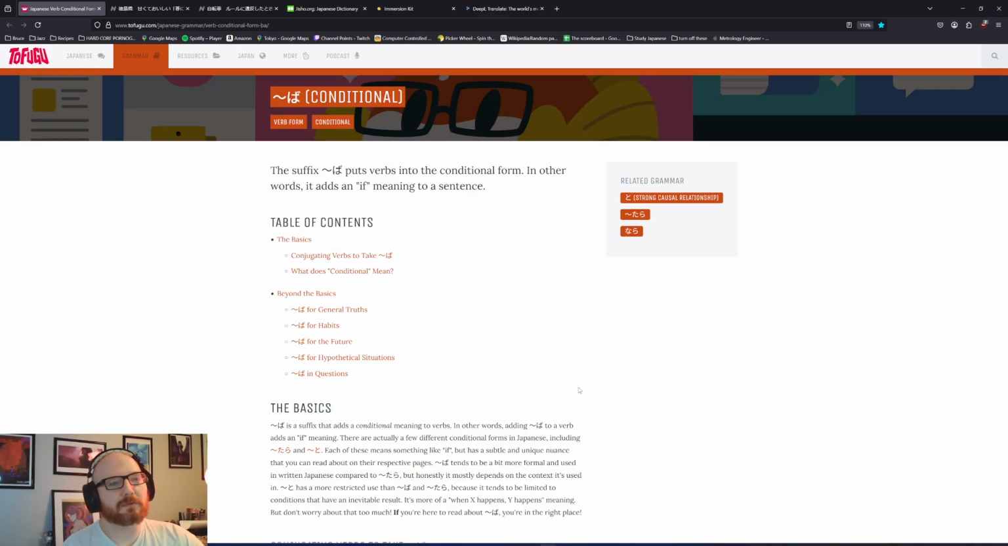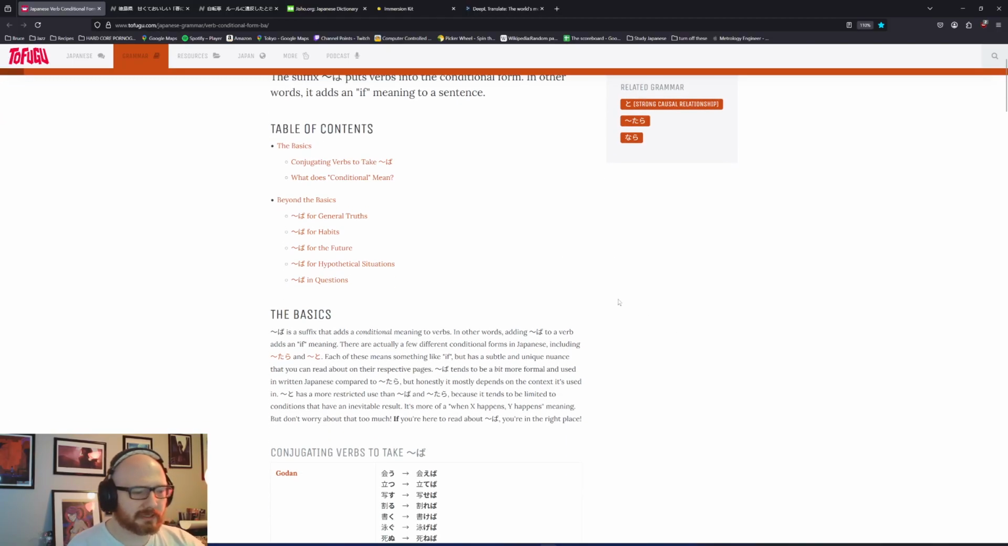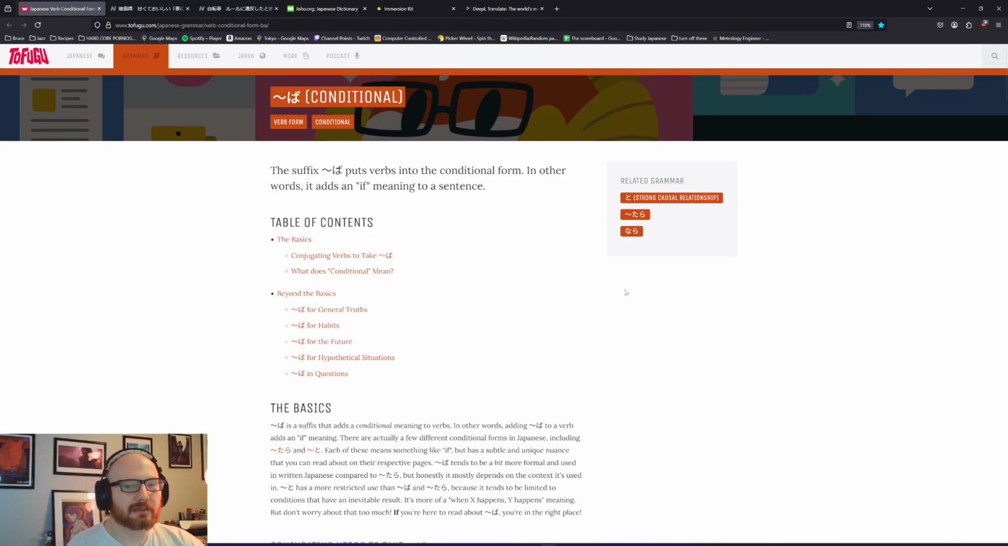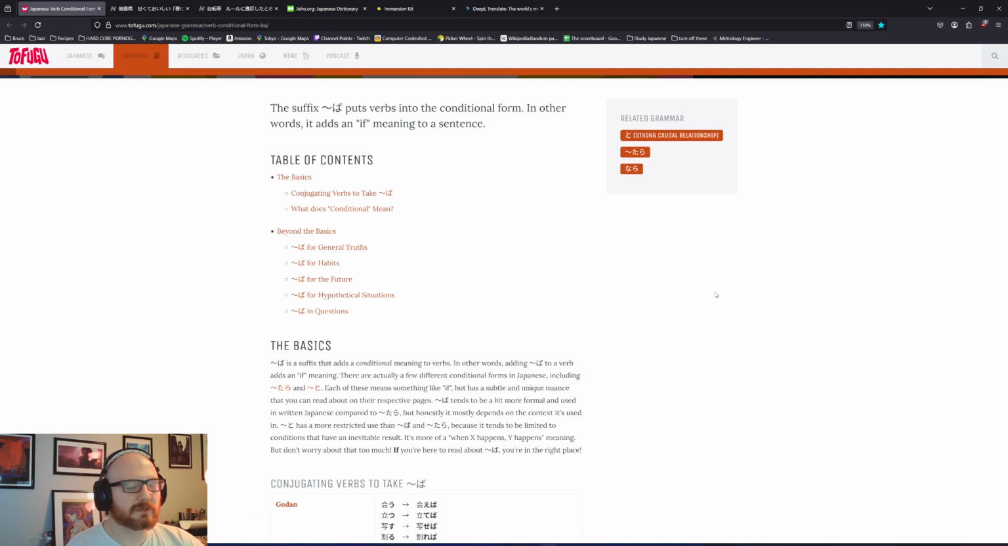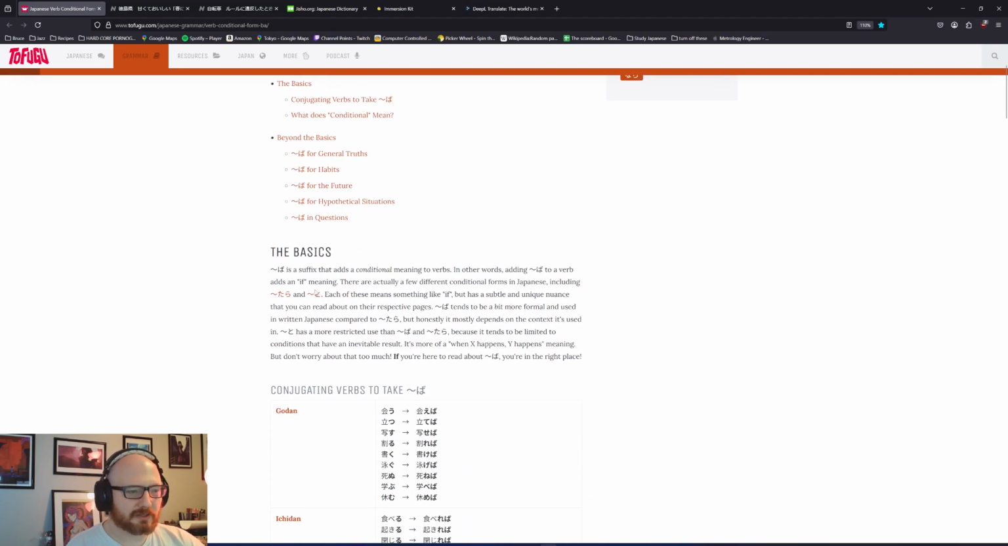Well, let's start with review of the conditional ba. This makes it so that the verbs are like if, right? So the suffix ba puts verbs into the conditional form. In other words, it adds an if to a sentence. So conjugating verbs to take ba, and what does a conditional even mean? If I recall correctly, this one is like eba, right? So you just go into the e sound and add ba. So the basics, it's a suffix that adds a conditional meaning to verbs. In other words, ba adds an if meaning, like they put in quotes. They're not saying it does do that.